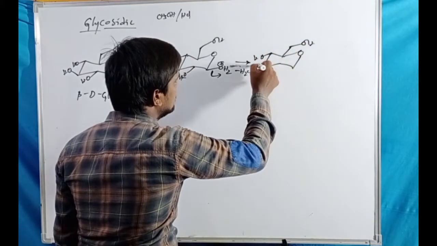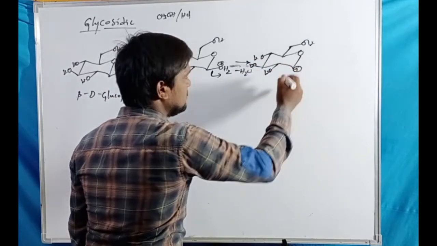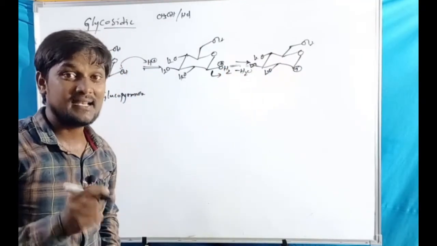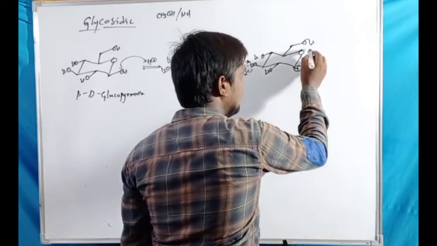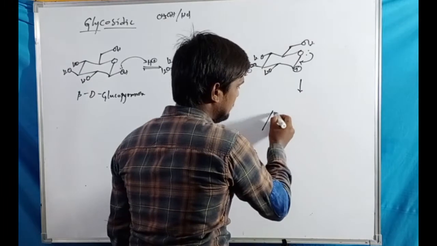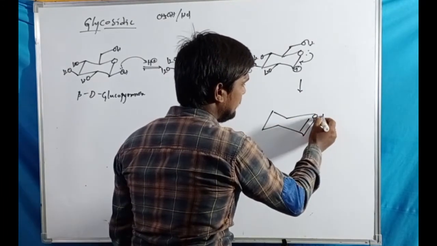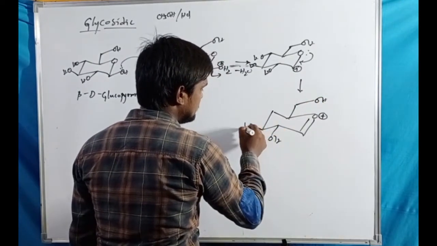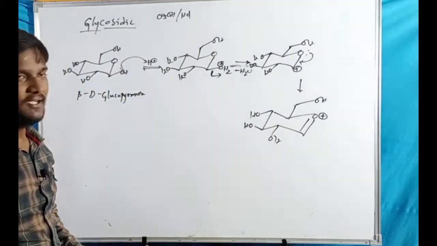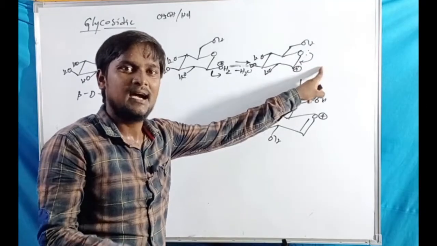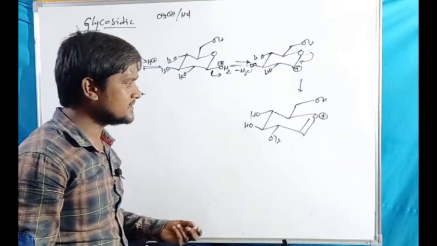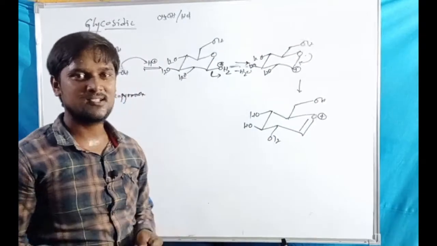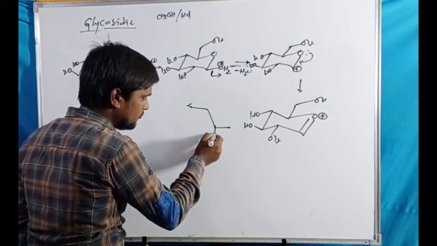Here is the positive charge. This positive charge can be stabilized by the adjacent heteroatom lone pairs, and it forms this type of structure. Here the oxygen exceeds its valence, so it gets the positive charge. This carbocation is stabilized by the adjacent heteroatom lone pairs. It creates a planar carbocation. Now it undergoes two types of nucleophilic addition.